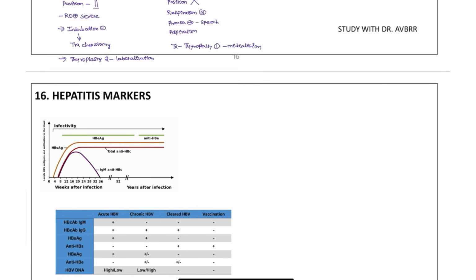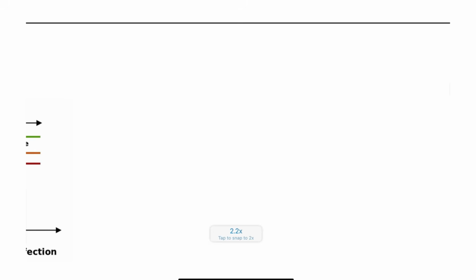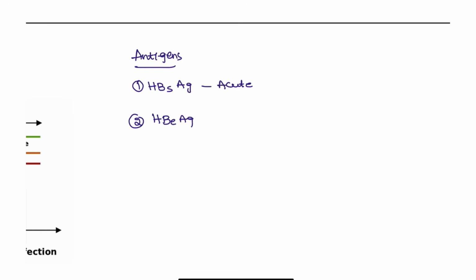We have the hepatitis markers that are important. The first is going to be the antigens, right? The antigen that is produced first is the hepatitis B surface antigen. This tells us the patient is in the acute stage. Then followed by the hepatitis E antigen. This is also an acute marker with high infectivity and also high replicity.